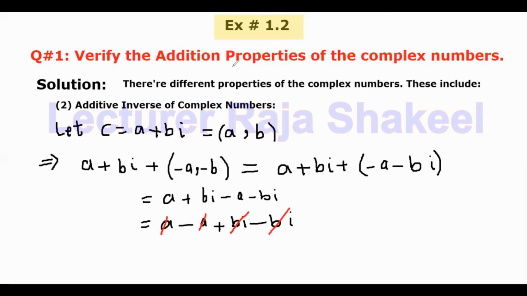Or you may add another step as well, which will be better. If a minus a has cancelled, so this is 0, plus b iota is common. Why am I adding this step? Because we have not yet proved the property of the imaginary numbers, that they can be cancelled as well.